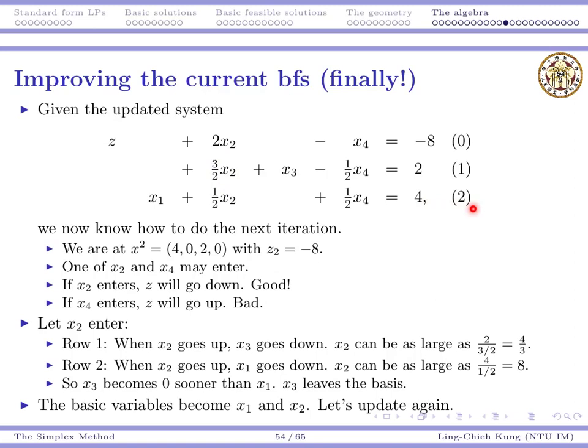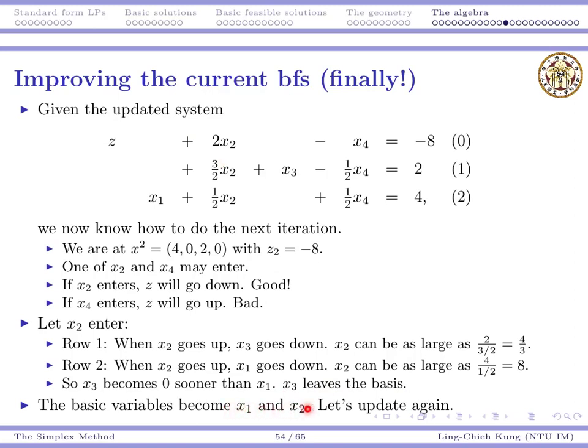And the second constraint is almost identical. We may increase x2 up to 8 because we may adjust x1 accordingly. And x1 is currently 4, and x1 can be decreased to 0, and x2 can be at most 8. So we know for x3 and x1, x3 will become 0 before x1. So x3 will leave the basis. Okay? So x3 leave, x2 enter. The basic variables should become x1 and x2.